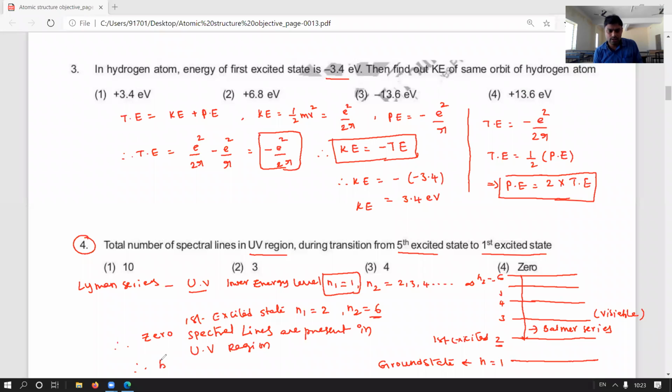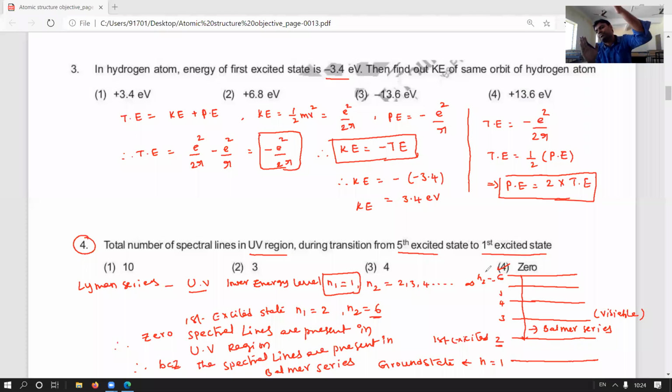Because the spectral lines are present in the Balmer series. So the correct answer is the fourth option, ma. See here, the main important concept is: ground state is n equal to 1, first excited state means n is equal to 2, fifth excited state means n is equal to 6.